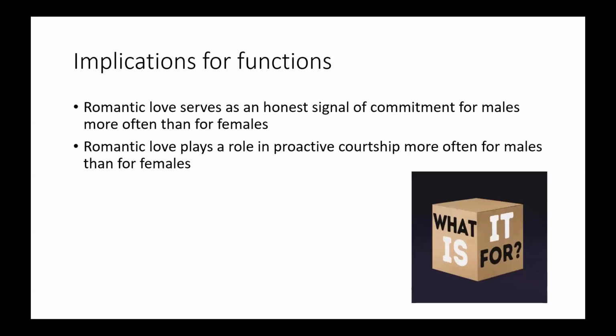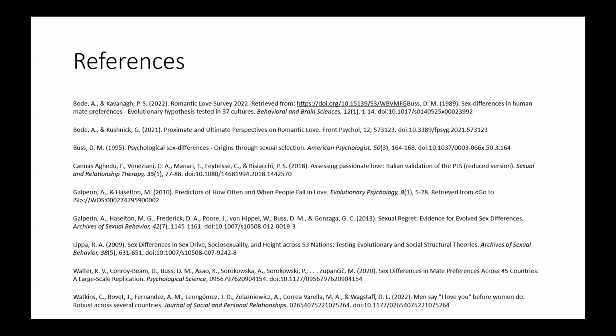There's also a small implication for the functions. Romantic love serves as an honest signal of commitment for males more often than for females, and there is some indication that romantic love plays a role in proactive courtship more often in males than for females, and this is because they fall in love 1 month earlier and can undertake that sort of stuff. So generally, I thought this was an interesting study. Got some references there, short and sweet. If you've got any questions, I'd be happy to answer them.